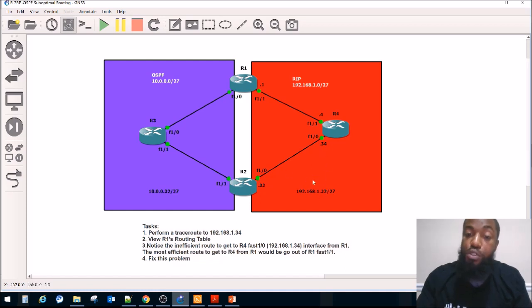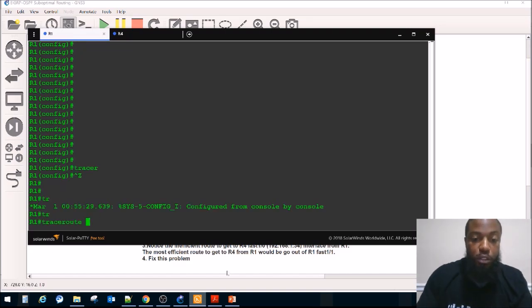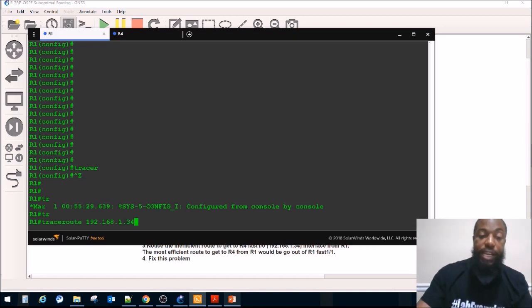192.168.1.34. This is the /27 network. That's the .34. So we're going to perform a trace route from here to there, right? Here to there. Let's go ahead and do that. So let's go ahead and console into router 1. We're going to perform a trace route to 192.168.1.34. It looks like it's wigging out over here.